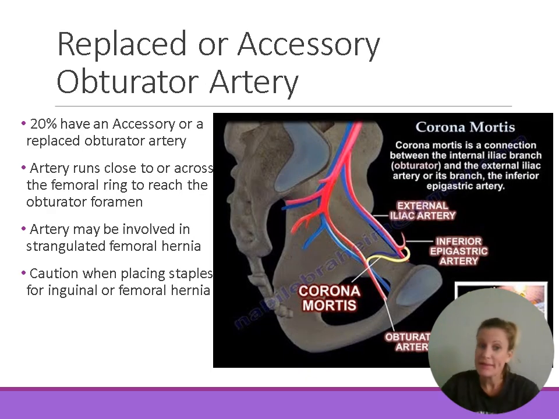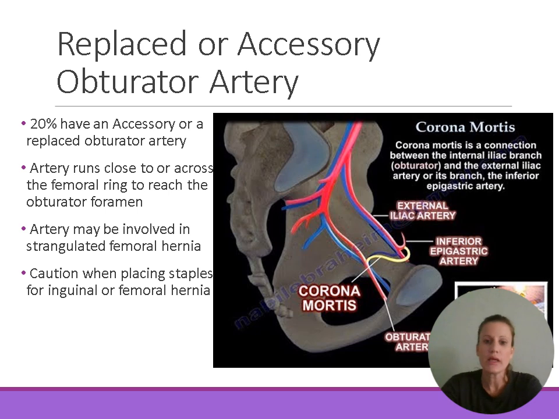A replaced obturator artery or an accessory obturator artery is a very common arterial variant that we have down in the lower pelvis and going in towards the leg. 20% of patients have an accessory obturator artery, so a fifth of patients have this. It's a very common arterial variant that we need to be aware of, especially when doing things like hernia repairs or any procedures in the area.